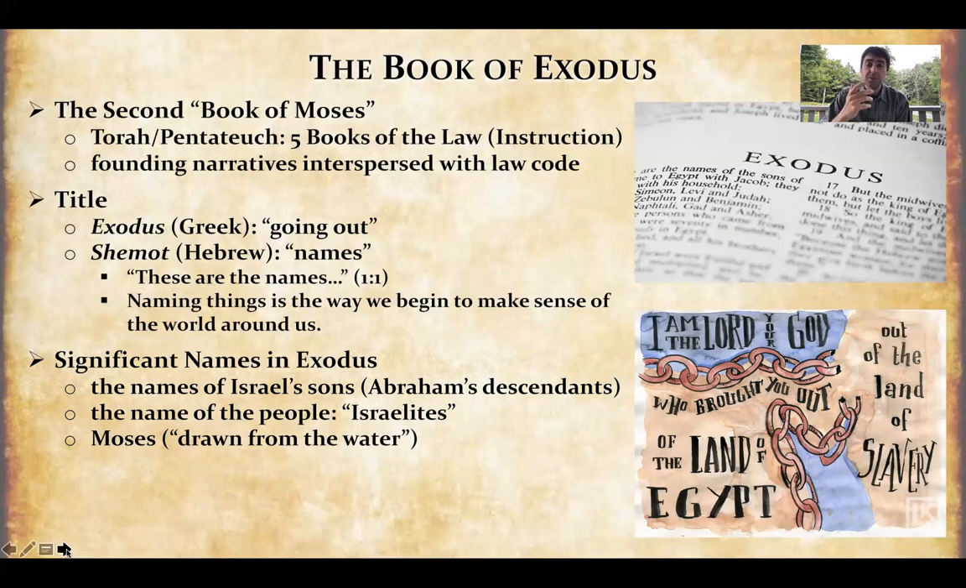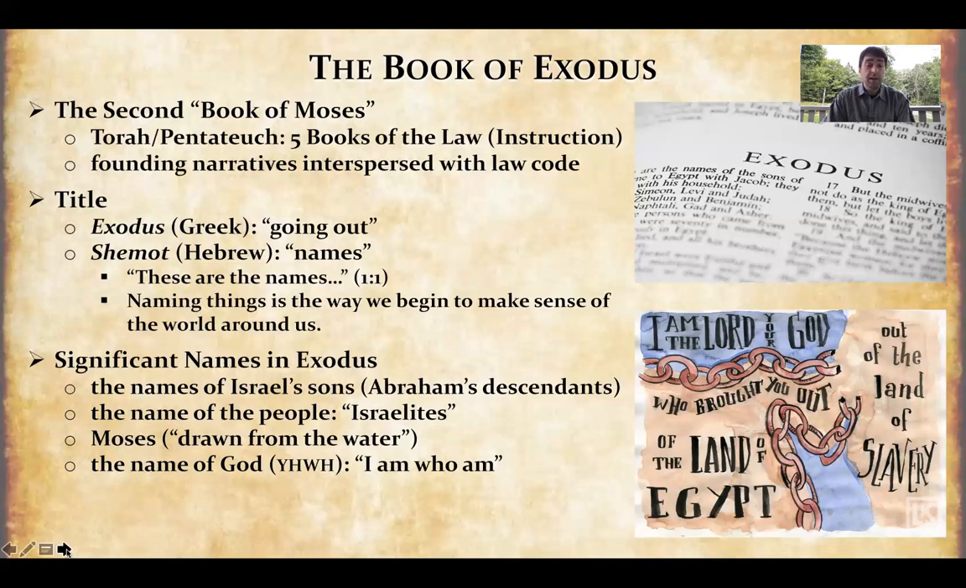Their deliverance from the waters of the Red Sea, which again comes to reflect their whole experience of being delivered from the chaos and slavery of Egypt. So Moses' name is sort of like a window into the meaning of the whole experience, to be drawn from the water. Perhaps most significantly, we learn the name of God.